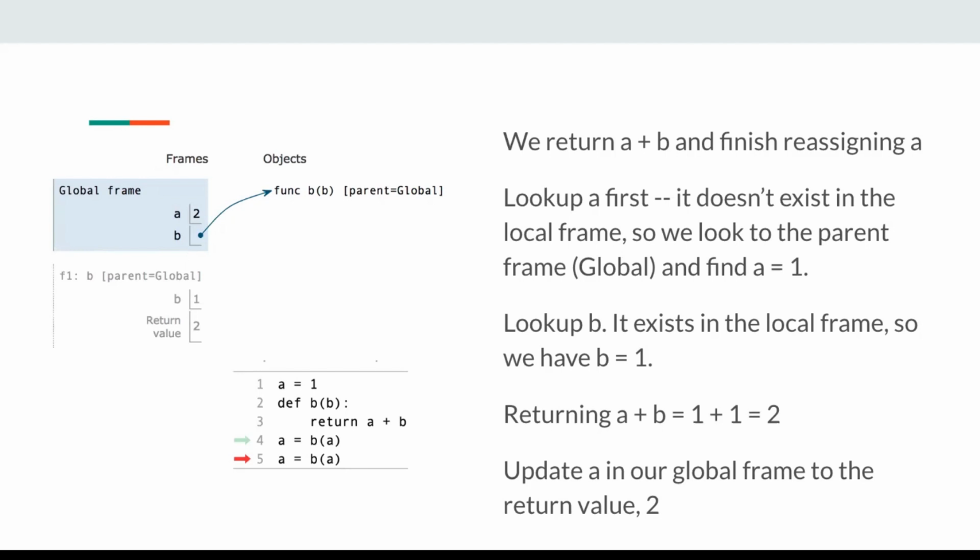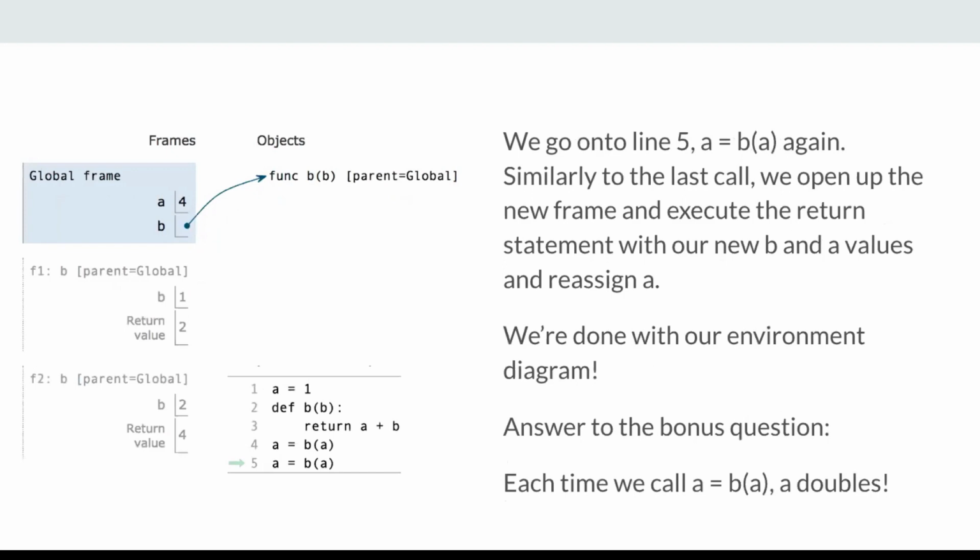Now moving on to line 5, a equals b(a), we are making a new function call. So for F2, we are making a new function call, but why is our parent not equal to F1 in this case? Can anyone answer that? Why is our parent still global? Exactly. Just because the frame right above is F1 doesn't mean the frame right below should have it as a parent. Our parent is still global in this case, and that's because that's where we defined our function, right?